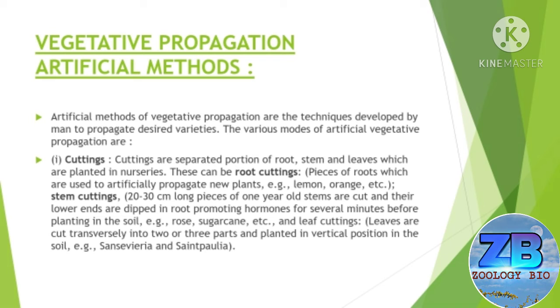Stem cuttings, 20 to 30 cm long pieces of 1 year old stems are cut and their lower ends are dipped in root promoting hormones for several minutes before implanting in the soil, like rose, sugarcane, etc. And leaf cutting, leaves are cut transversely into 2 or 3 parts and planted in vertical position in the soil, like Sansevieria and Saintpaulia.